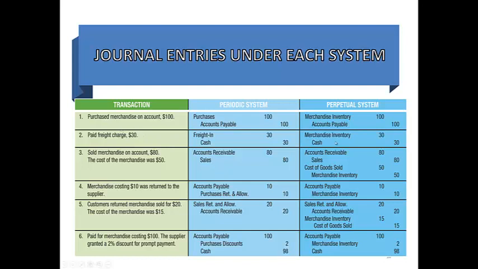Under the perpetual system, merchandise inventory is the active account. So when we buy inventory, we're going to increase merchandise inventory and then credit accounts payable. When we sell inventory, we're going to record the sale just like we did before, debit accounts receivable, credit sales, but then we're going to update our merchandise inventory account by our cost because we sold the inventory, so we need to move the inventory out of merchandise inventory with the credit, and then we debit cost of goods sold.